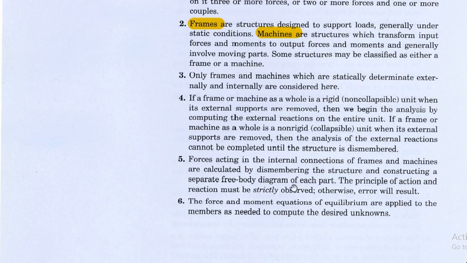Forces acting in the internal connections of a frame or machine are calculated by dismembering the structure. It means each member is treated as an individual section. To solve, the force and moment equations of equilibrium are applied to the members as needed to compute the desired unknowns. So we are going to start with certain known values to find out the unknown values. Basically the equations are the same.